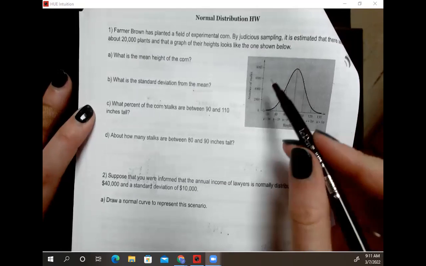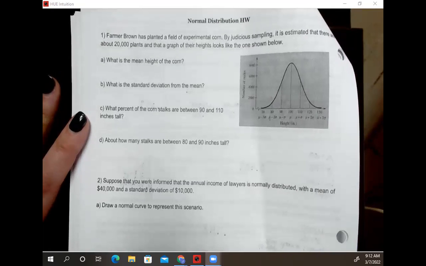That's how things grow. So I've got a graph here of my corn. I want to know, what is the mean height of the corn? So remember, our mean is always under the center, right?